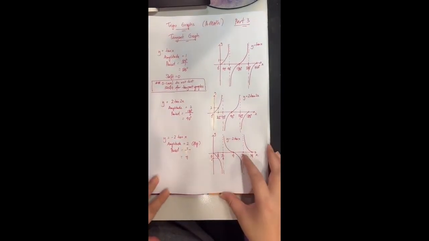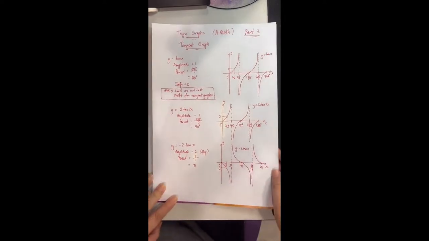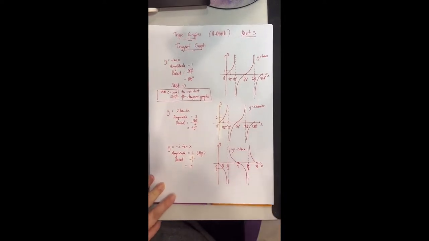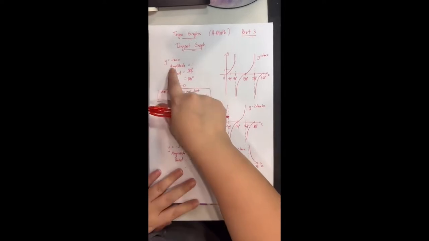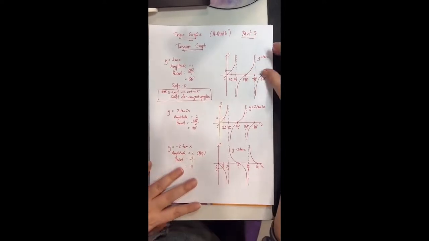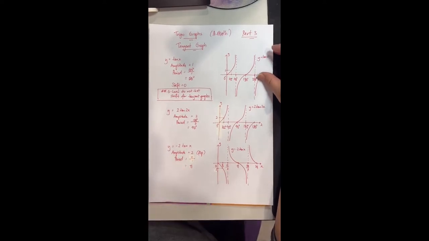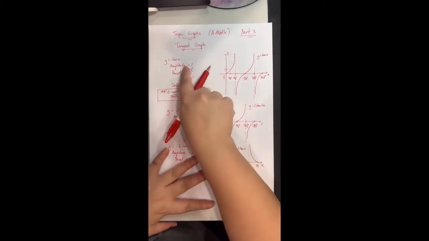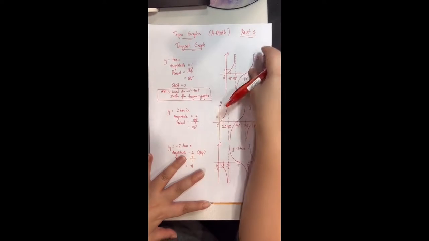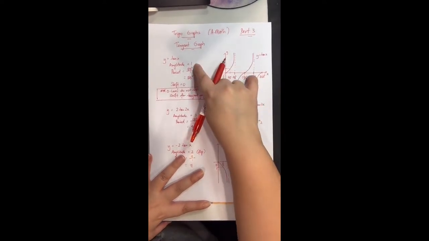Okay, so now let's take a look at tangent graph. So I draw the original tangent x first. Take note that when we draw tangent graph, the period is slightly different from the sine and cosine graph. My amplitude is the number in front of the tangent. So in this case, the amplitude is 1.